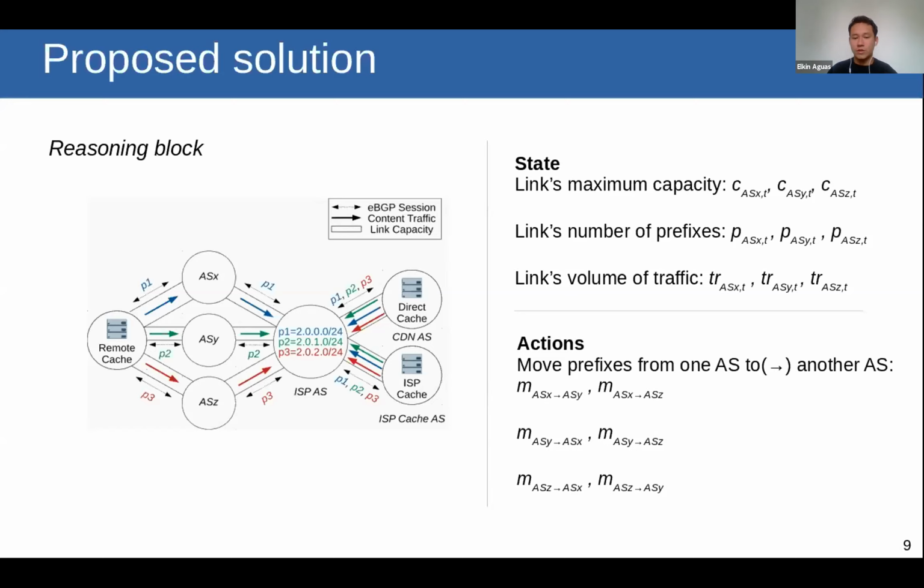Now, regarding the actions, we're going to move prefixes from one link to another. We can do this by one prefix or by batches of prefixes from one link to another. So, for instance, if you take the first action, it would be move prefixes from autonomous system X to autonomous system Y.